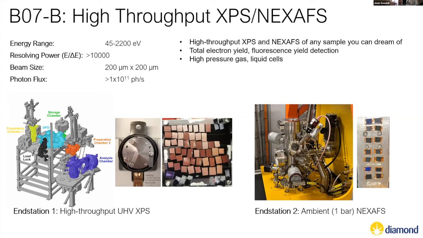We also have an ambient pressure NEXAFS station on here, where we just do absorption spectroscopy. And when we say ambient, we mean ambient. We need 1 bar pressure. We can fill the whole thing up with gas and measure NEXAFS, mainly fluorescence yield, so we don't have to worry about the electron attenuation, the photons coming in, photons going out. And again, we can measure that on many samples.